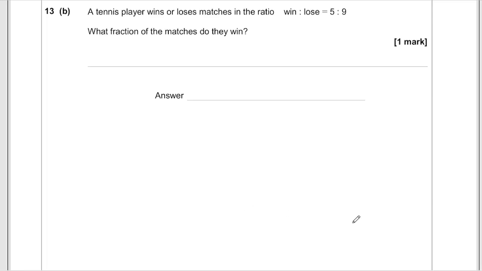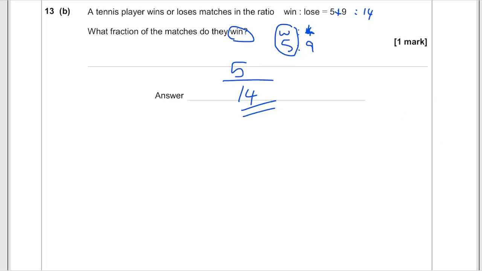A tennis player wins or loses matches in the ratio of wins to losses 5 to 9. So if you think about win to lose 5 to 9, what fraction of the matches do they win? Well, actually they win 5, but how many matches have they played? You're still adding those two together, which gives me 14 matches. So it's 5 out of 14, not 5 out of 9.